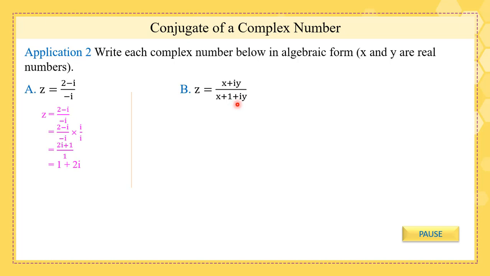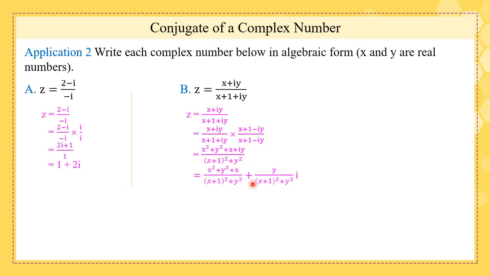Pay attention to the conjugate. So the conjugate in this case would be x plus 1, the real part as it is, minus iy. We change the sign of the imaginary part. Now for the numerator, we get this expression. For the denominator, this is what we get. Try not to expand the denominator, leave it as it is, and this would be the final answer.